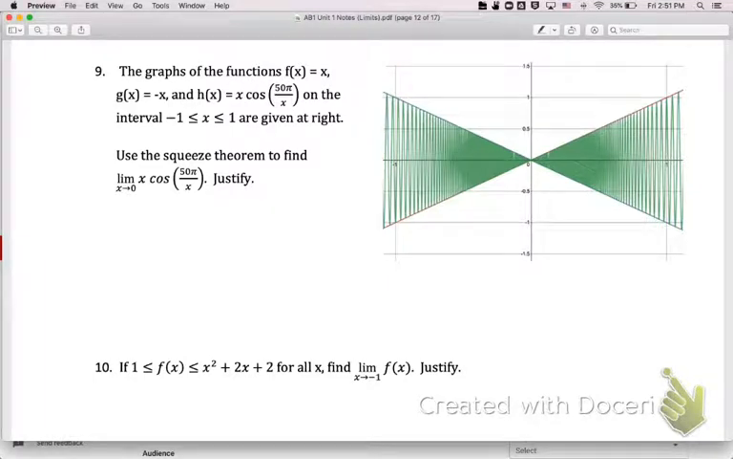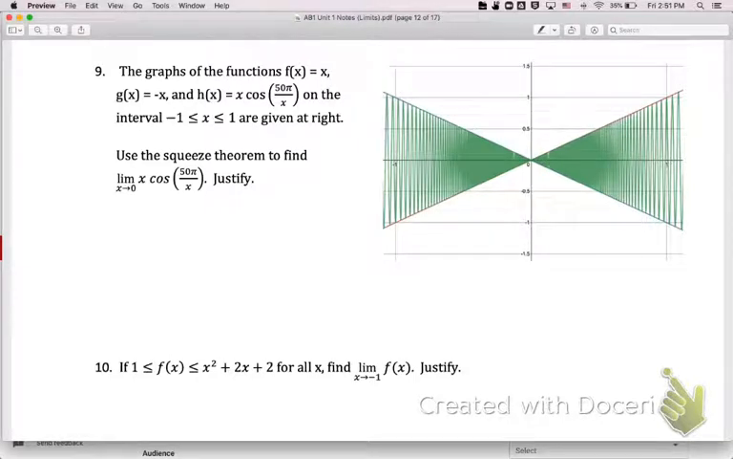So that gives us a place to start. It doesn't have to be that way. If you look at number 10, they told us that f of x falls between these two values, and they ask us to find the limit of the unknown function in the middle. So both of these will apply the squeeze theorem. On number 9, they gave us a picture of the graph, which I think is cool because it helps you visualize what we're doing.